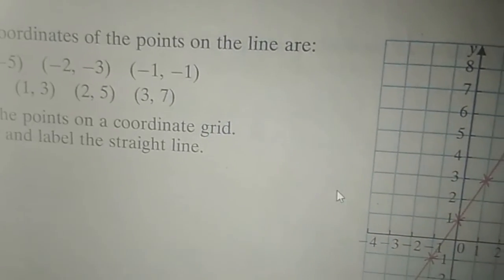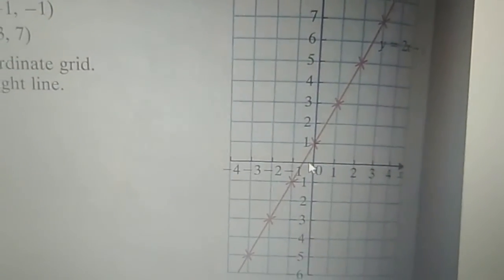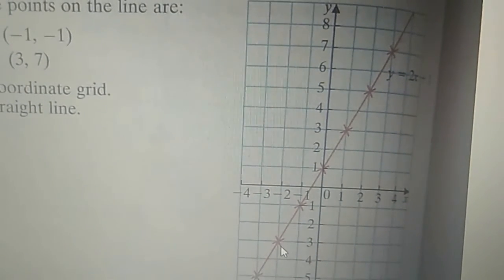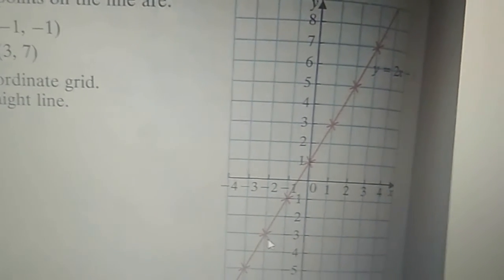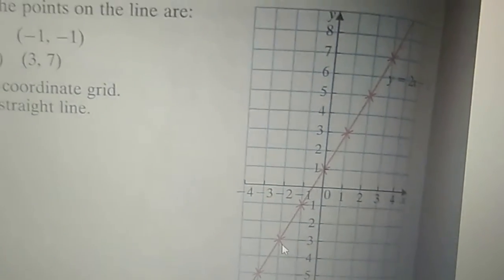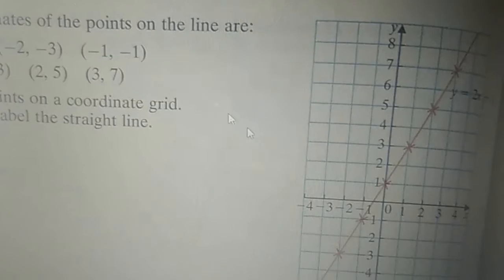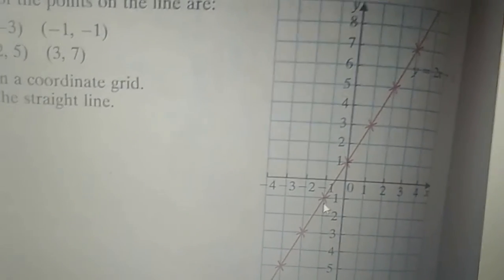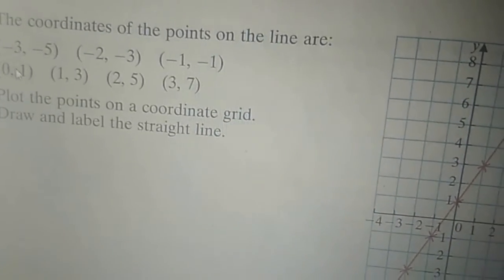The second coordinate is -2, -3. Same way, this is -2, this is -3. They have put a cross sign to denote the coordinate. Then -1, -1. So -1 on the x-axis, -1 on the y-axis. This is the coordinate.